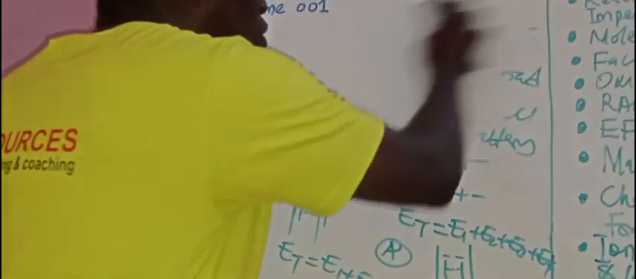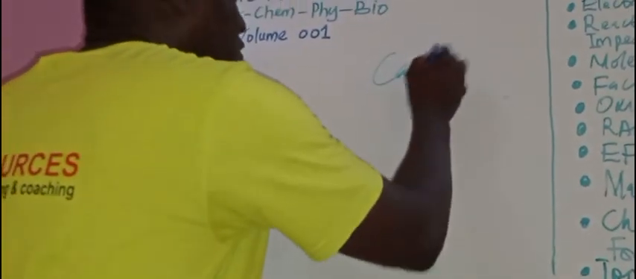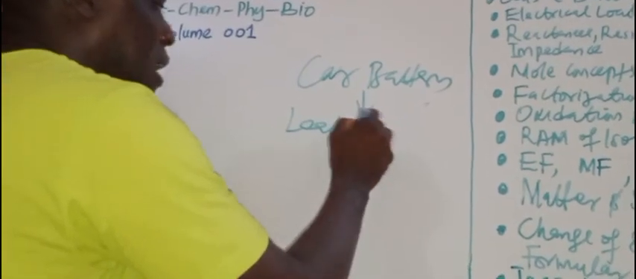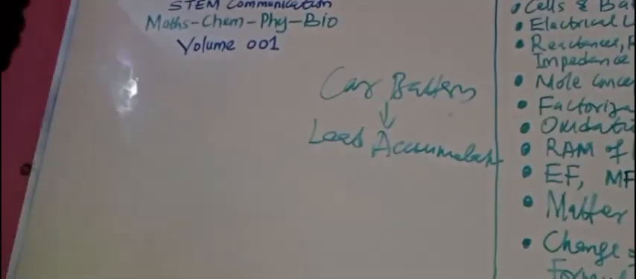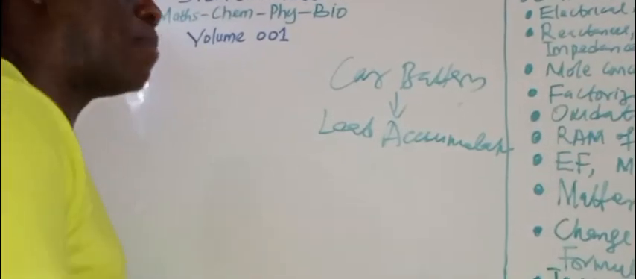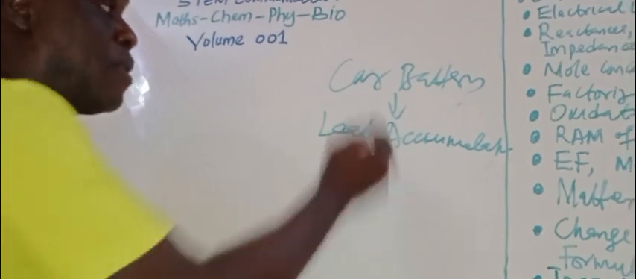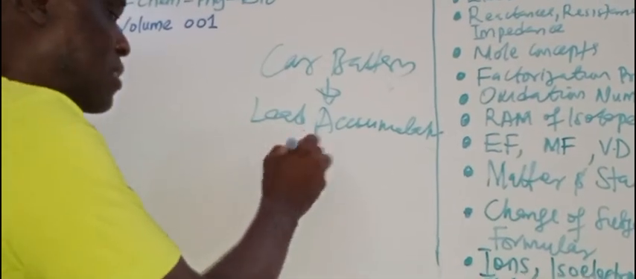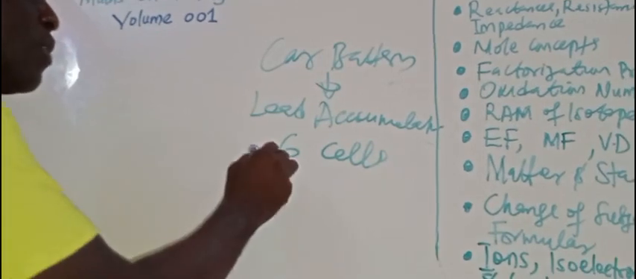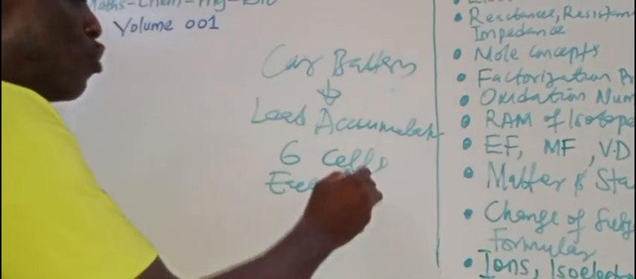Now there is what you call lead battery accumulator. Lead battery accumulator. That is the car battery. The technical name is lead. You can simply call it lead accumulator. Okay, lead accumulator. The battery that powers a vehicle or a motor to work, to move. Okay, it's called lead accumulator. Okay, now it has 6 cells, and each of the cell is 2 volts. So 2 times 6, that will be 12 volts.